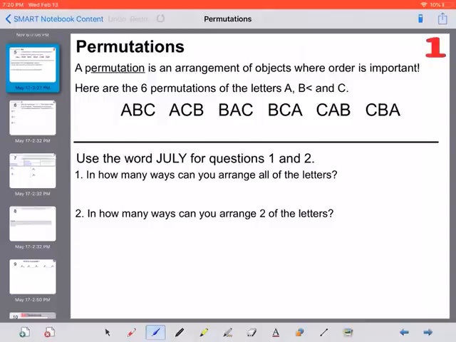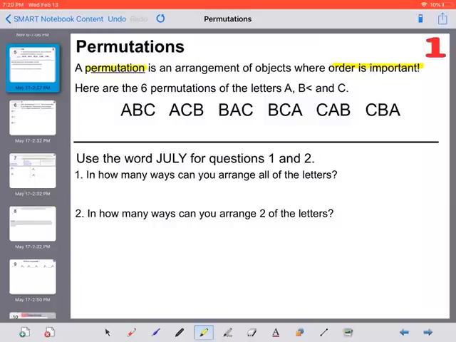All right, today is our third and final lesson of this mini unit. We're looking at permutations today. So this is a little bit of a switch from probability. So a permutation is just an arrangement of objects where the order is important.